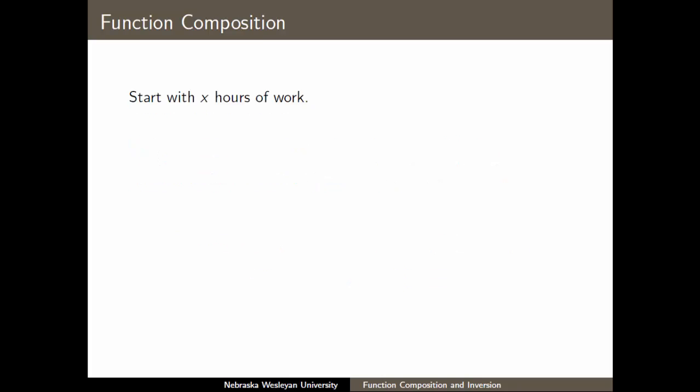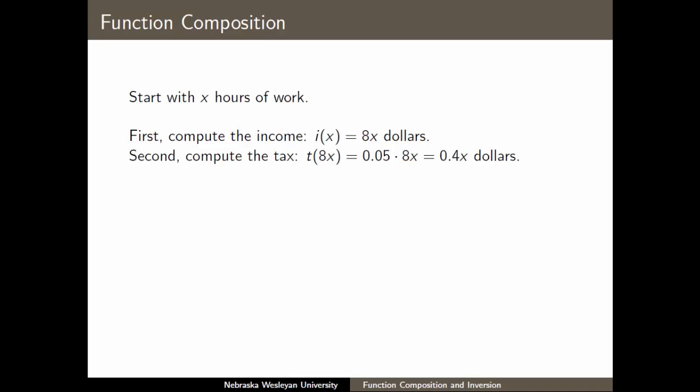Let's carry out the same logic, but just with an arbitrary X hours of work instead of 40 hours. The income function says that the income I make for X hours of work is 8 times X dollars. If I now take the 8 times X dollars that I've made and substitute that into the tax function, then I see that my tax is 0.05, that's the 5%, times the 8X dollars that I've made, which becomes 0.4X dollars in tax. So the tax on X hours of work is 0.4X dollars.